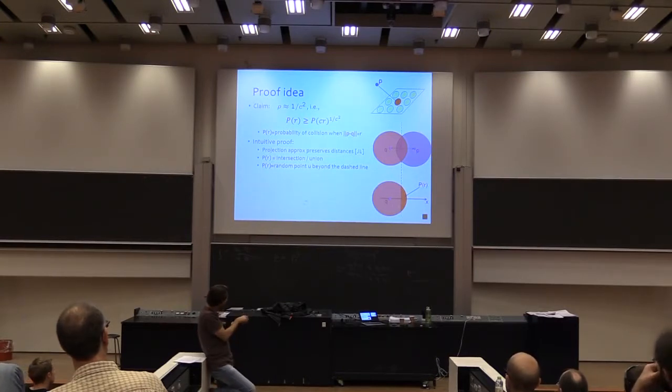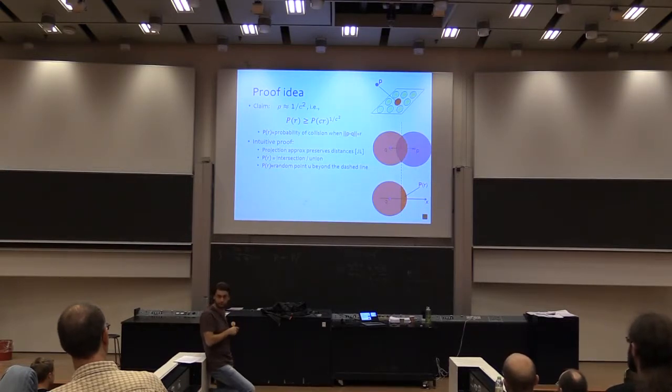And what is the ratio between the volume of this cap divided by the volume of the entire sphere? This is exactly equal to the probability that a random point chosen from the sphere goes beyond this line, is to the right of this line. But this is a very good approximation to the probability of collision, to P of 9.